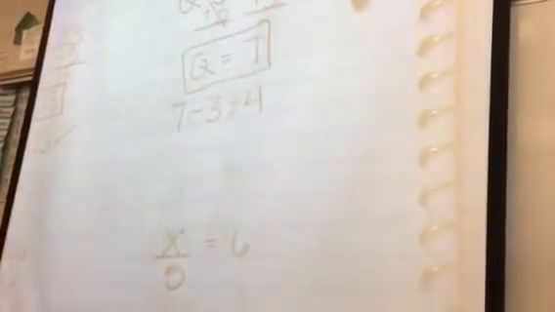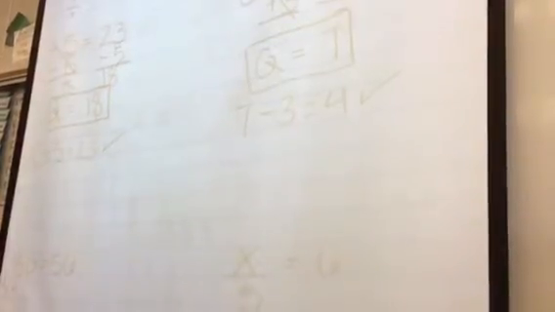And if I want to check myself, I'm going to plug in the value of Q. So I'm going to plug in my answer. 7 minus 3 equals 4. And is that true? Yes. Yep. Okay. Pencils up when you have the first 2 examples. Awesome. We're moving on. Okay, so let's look at our next 2.